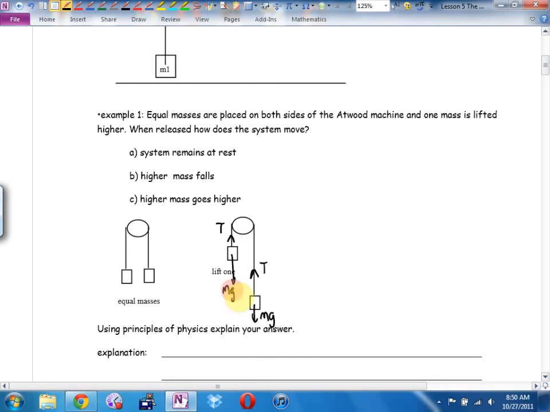It would look like this. Winner. Tension is a loser. But if I follow this tension all the way around, what happens? That tension is a winner. And if I follow this mg all the way around, I know it's pointing down over here, but if I follow it over this side, which way will it end up pointing? Up. Loser. That equals M1 plus M2 times a.